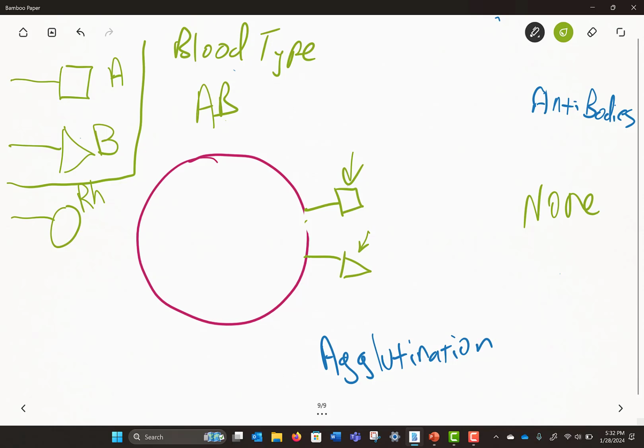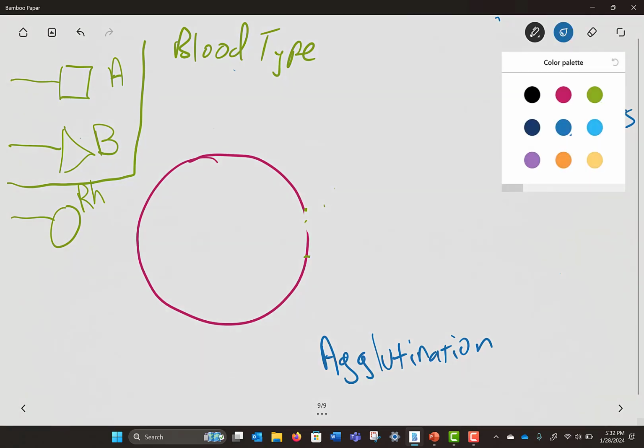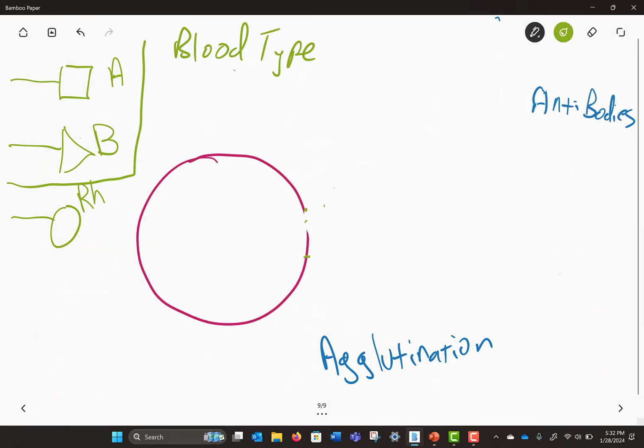So we say antigens A and B is blood type AB. No antibodies in blood type AB because all of those antigens should be there. There's nothing to look for that would be out of place. And finally, what if we look and this person has no antigens? Well, what did we say? They are blood type O.